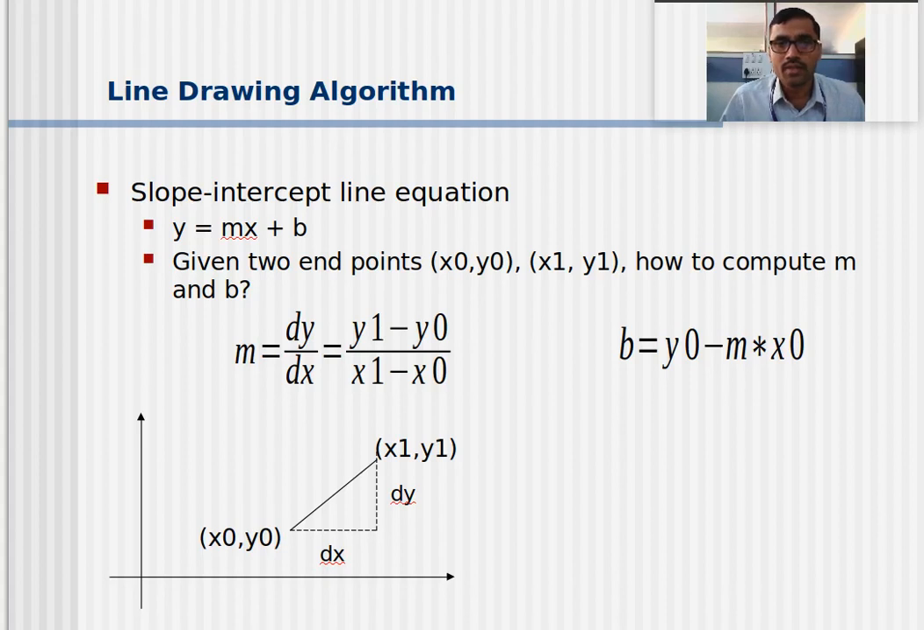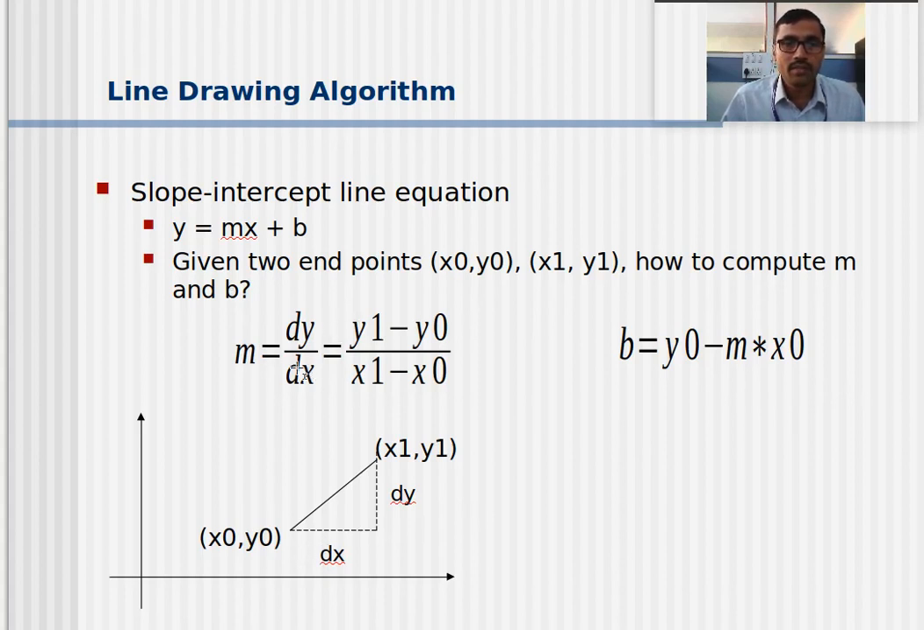Using the line drawing algorithm, the slope intercept line equation is given as y is equal to mx plus b. Given two endpoints x0, y0 and x1, y1, how do we compute m and b? M is the slope of the line, and b is the intercept of that particular line where it cuts the axis.